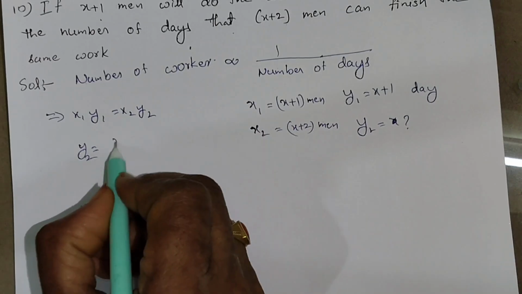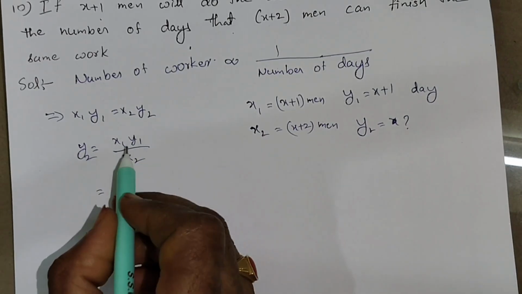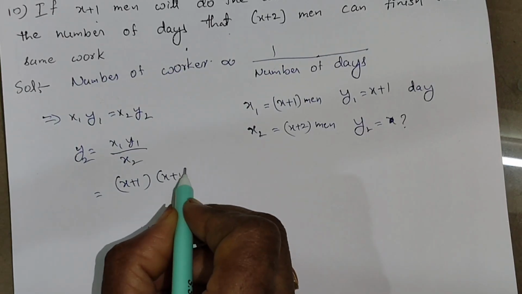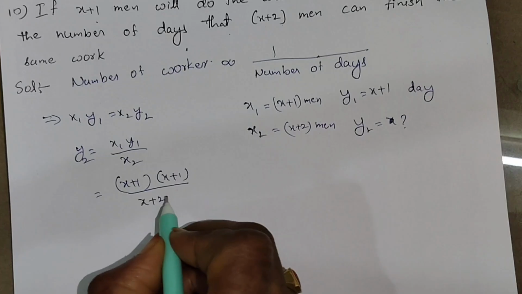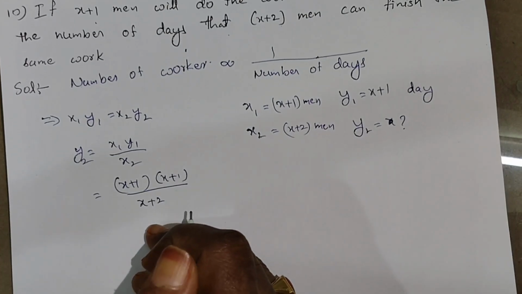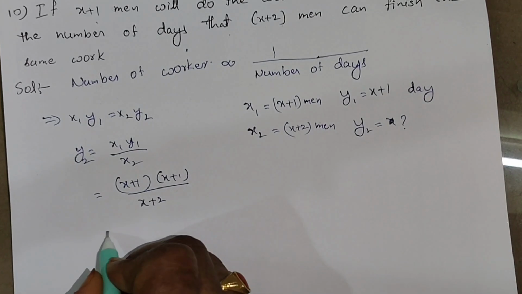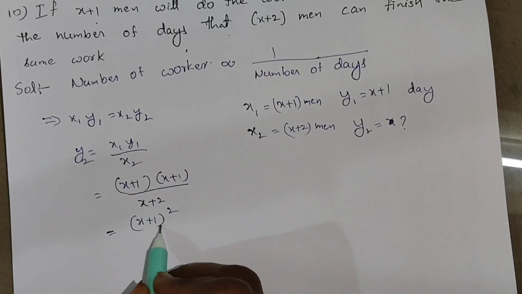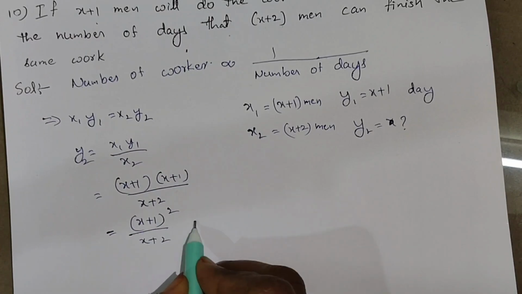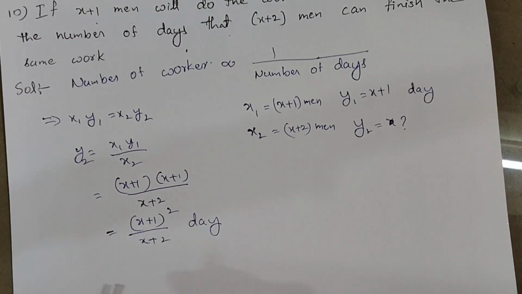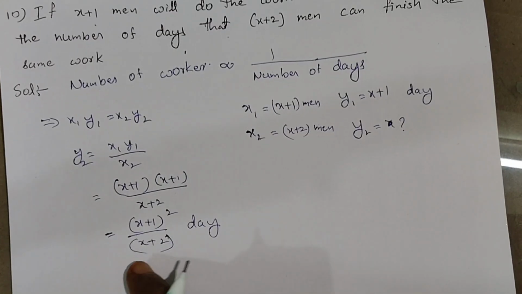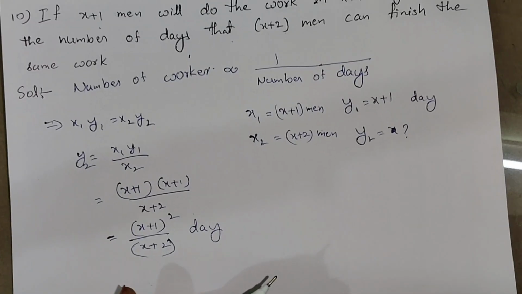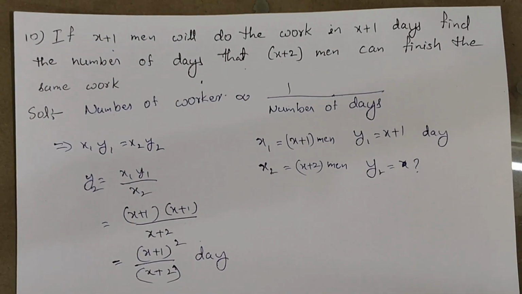So now we write y2 equal to x1 y1 by x2. Here x1 equals x plus 1, y1 equals x plus 1, and x2 equals x plus 2. So we get x plus 1 whole square, by x plus 2 days. So y2 is equal to this one: x plus 1 whole square by x plus 2 days. This is the complete solution of the 10th one.